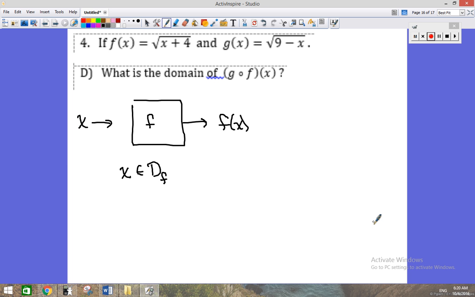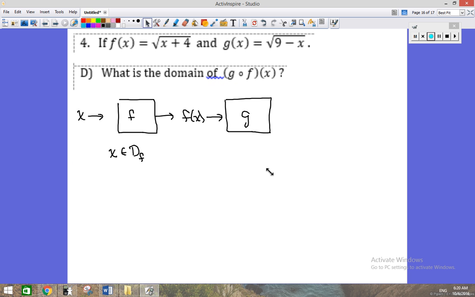Now, in a composition, the output of this function becomes the input to the next function. And what has to be true is that this input, just like before, always has to be in the domain of the function. f of x has to be in the domain of g, otherwise we don't have an output.